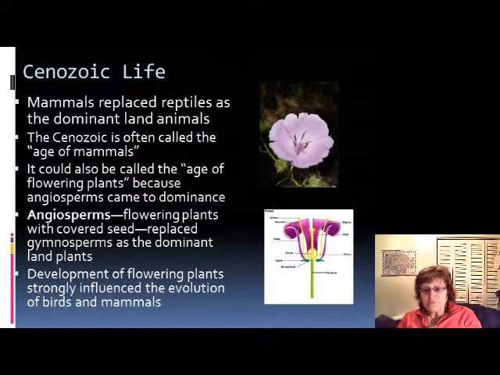So this is much safer, just like the mammals. When you have your baby in your belly until it's capable of life on itself, it is much safer than an egg, which could be eaten by anybody. Of course, the development of flowering plants strongly influenced the evolution of birds and mammals, because flowering plants depend on the birds, the butterflies, and the bees to be able to survive and fertilize.